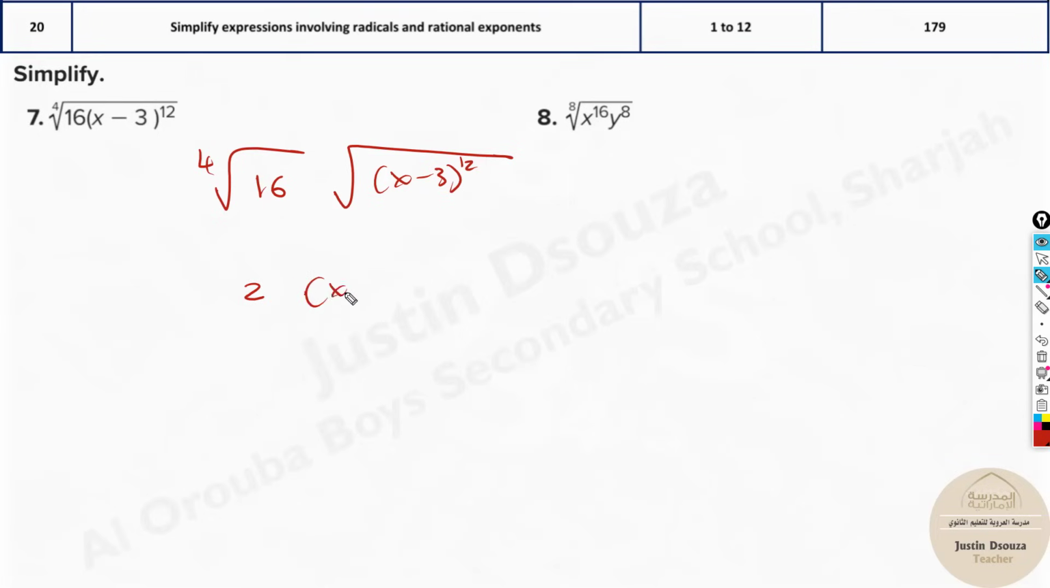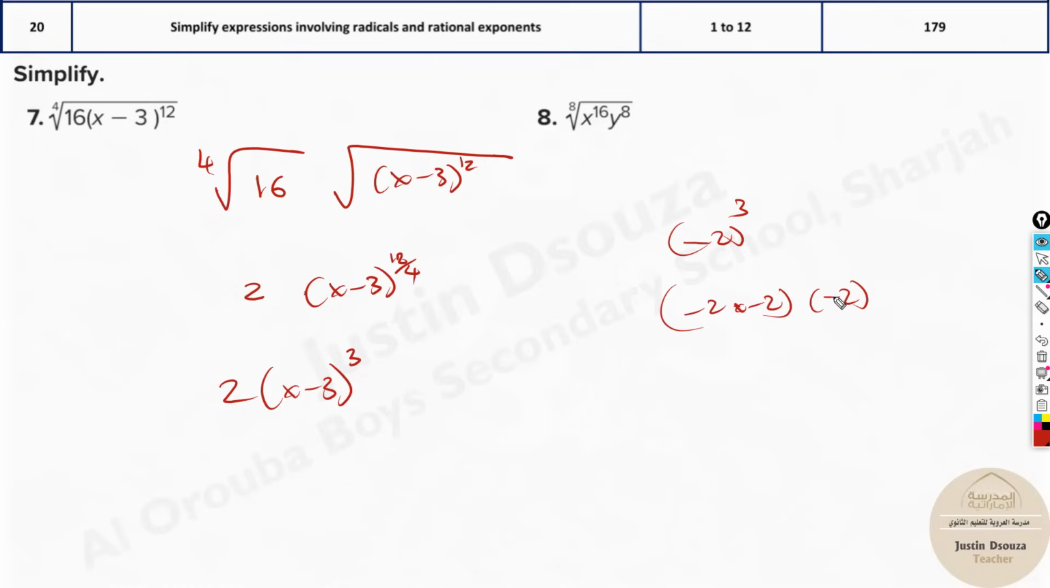And this one, what you have to do is x minus 3 the whole power 12 divided by 4, right? So it is 2 into x minus 3 whole power 3. 12 divided by 4 is 3. Okay, that's the answer. But here, since the power is odd, it's very, very important. Now, if you have minus 2 the whole power 3, what happens is minus 2 times minus 2 times minus 2, right? This becomes positive 4, but this another odd sign is there, it becomes minus 8. So minus remains. But if it was positive, it will be all positive.